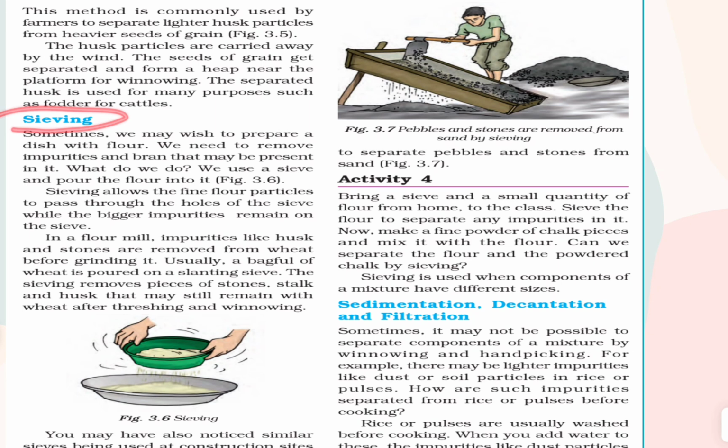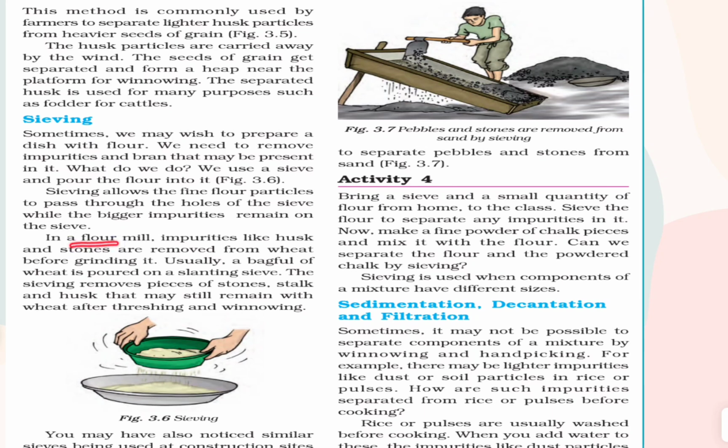Sieving. Sometimes we may wish to prepare a dish with flour. We need to remove impurities and bran that may be present in it. What do we do? We use a sieve and pour the flour in it. Sieving allows the fine flour particles to pass through the holes of the sieve while the bigger impurities remain on the sieve.